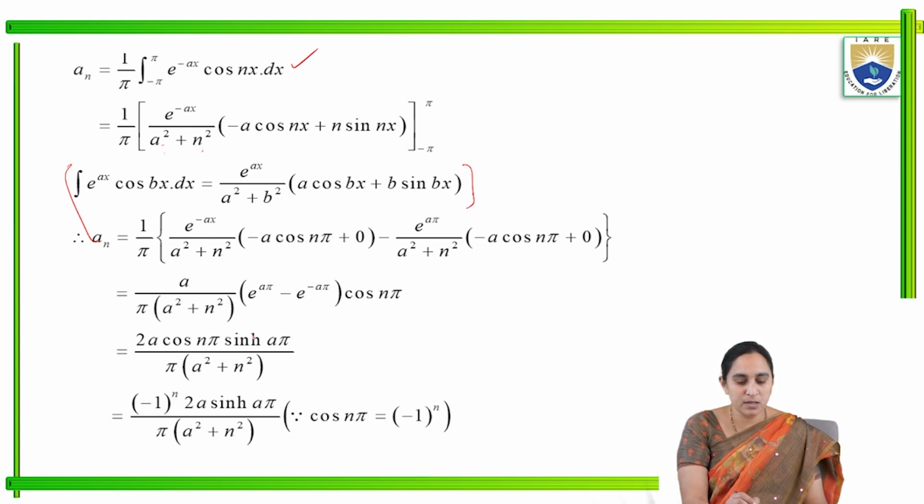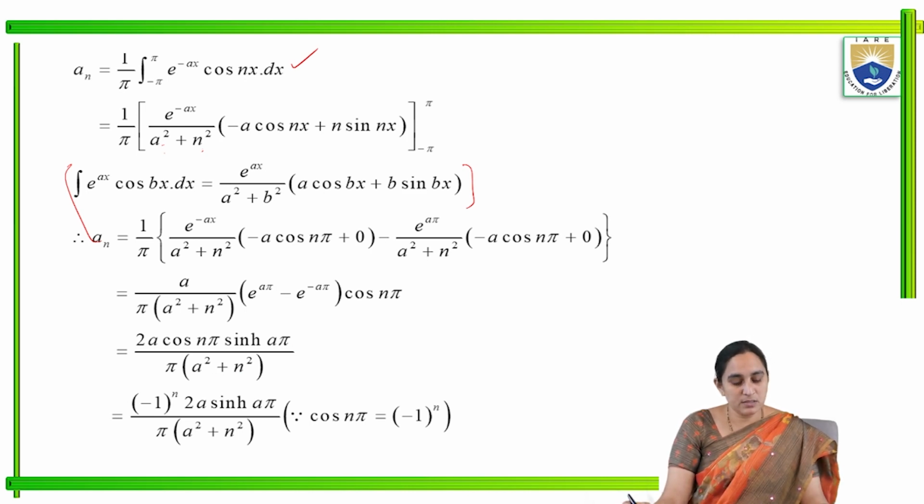From that, what is common? Here I'll take a cos n pi by pi into a square plus n square as common, and the remaining e power a pi minus e power minus a pi is equal to 2 sinh a pi. So this is equal to 2a into cos n pi into sinh a pi by pi into a square plus n square. This is the value for that here.